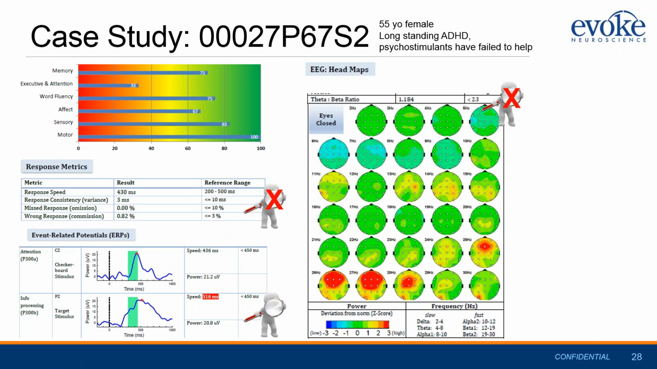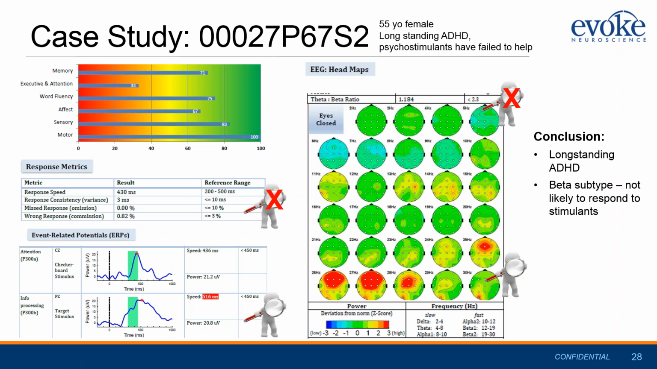When we look at her theta-beta ratio, it's not high, but that doesn't mean it's not ADHD, because when we look down here, remember our second type of ADHD is in the beta range. So high power in frontal beta, and that is classically what's defined here. I don't have the raw EEG snapshot here, but if we look at that, we would also see beta spindling for this patient. So yes, this is a case of ADHD. Her initial diagnosis wasn't wrong, but this is the beta subtype of ADHD.